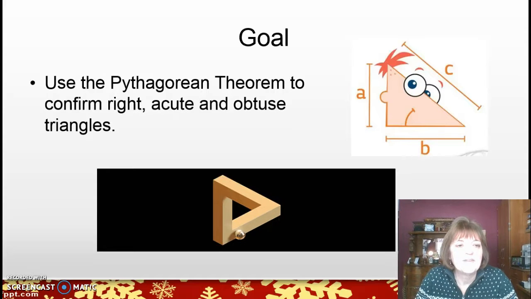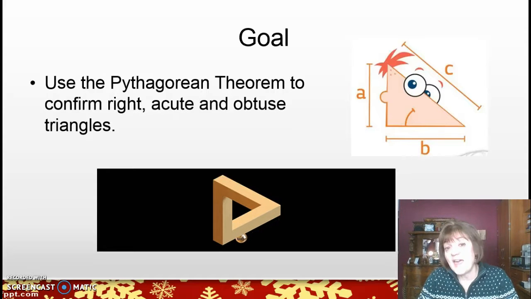Okay, well, so today's goal is to use the Pythagorean theorem to confirm right, acute, and obtuse triangles.